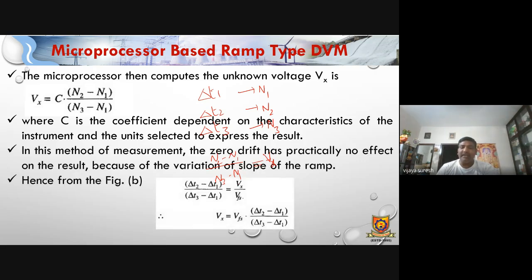Here we can also calculate in terms of time as well as the full scale reading. So Vx by Vfs can be calculated in terms of delta T2 minus delta T1 divided by delta T3 minus delta T1. Similarly, we can represent it in terms of the full scale value also, right?